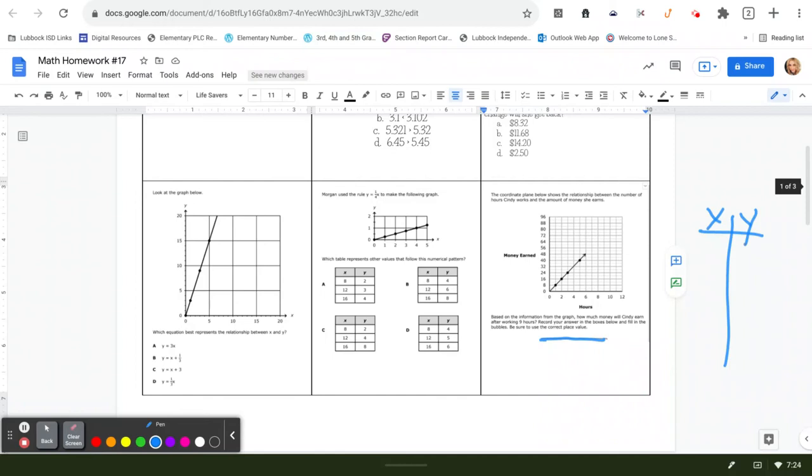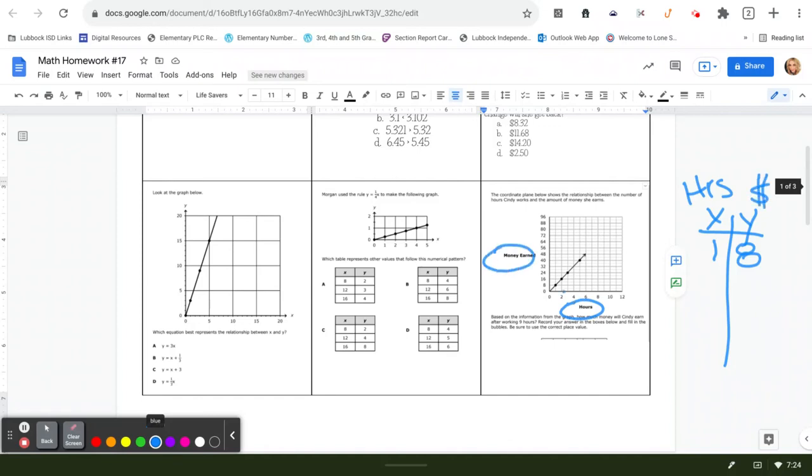One tick between 0 and 2. I'm sorry, that's 1. 1, 2, 3, 4, 5. We have to know how to label those ticks. So let's see. They went over 1, up 8. Over 1, up 8. And our X was our hours. You can see that here. And our Y is her money. You can see that there.